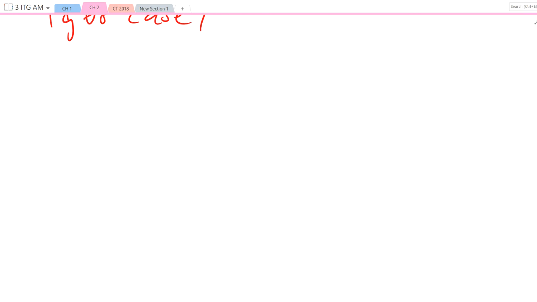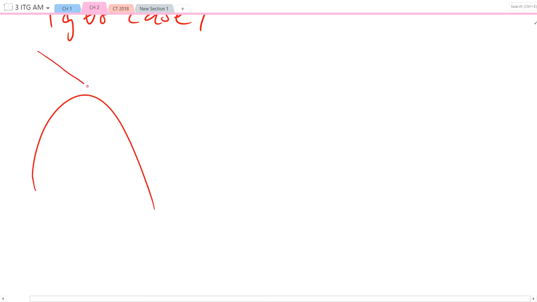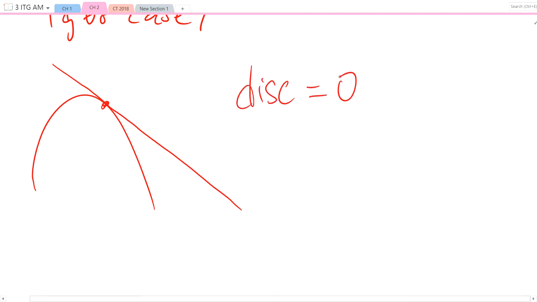So I've always been drawing parabolas opening upwards. Now I'm going to draw a parabola opening downwards. Doesn't matter. Okay, this is a parabola opening downwards. What if it touches a straight line like this? Touches only. What can you tell me about the discriminant? 0. Equal to 0. Because this could be a case of y equals negative x squared plus 5x minus 1. I do not know.